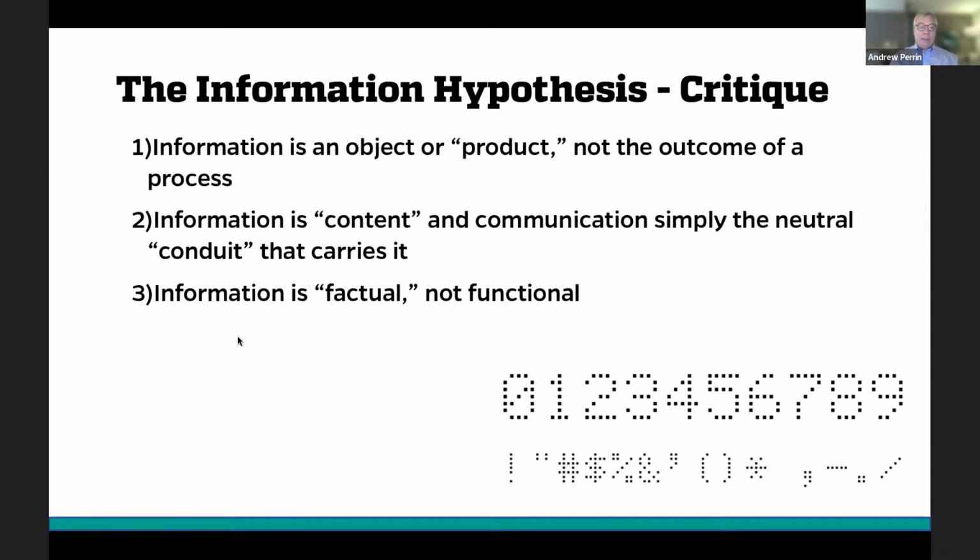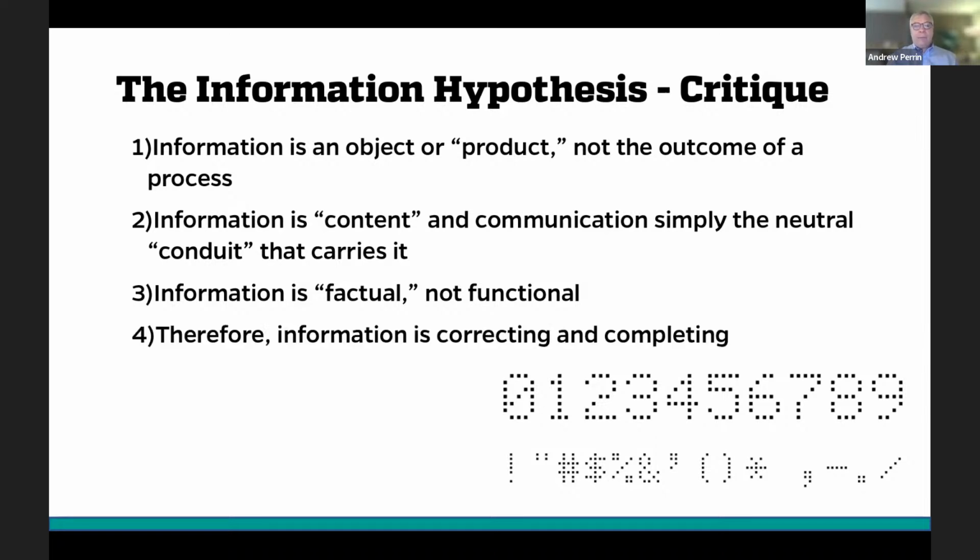And that information is simply content, and that communication of that information is simply the neutral conduit that carries it. None of these things we think are true. When I say we, by the way, a lot of this work is done in collaboration with my colleague, Christian Lundberg, who's a rhetorician, and we're working on a book together on public sphere argumentation.